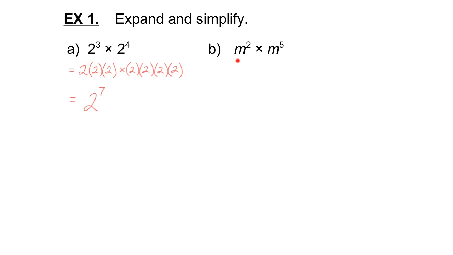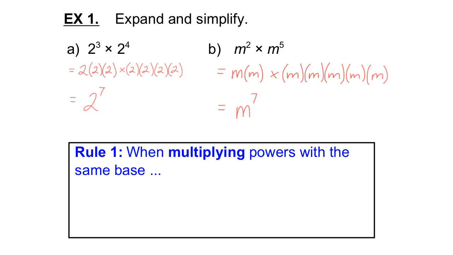And we can do the same thing over here. m to the exponent 2 is m times m. m to the exponent 5 is m multiplied by itself 5 times. So if I'm multiplying all these together, really I'm just multiplying m by itself 7 times. So I can simplify this to a single power. So let's make a rule.